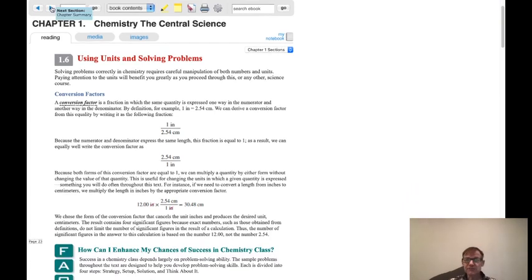So conversion factors. So for example, the inch is defined by the centimeter, meaning that 1 inch is by definition 2.54 centimeters. Imperial units are now defined based on SI units. And so the inch is 2.54 centimeters. So we can do problems by creating what are called conversion factors or ratios, divisions. 1 inch divided by 2.54 centimeters, or 2.54 centimeters divided by an inch.